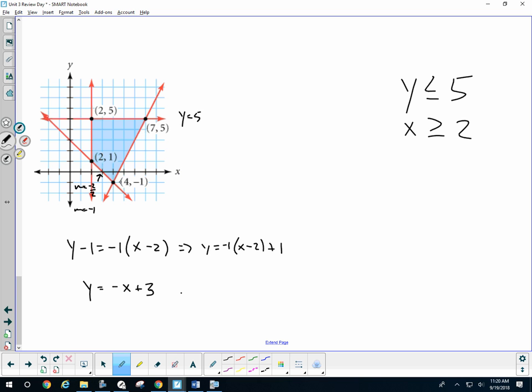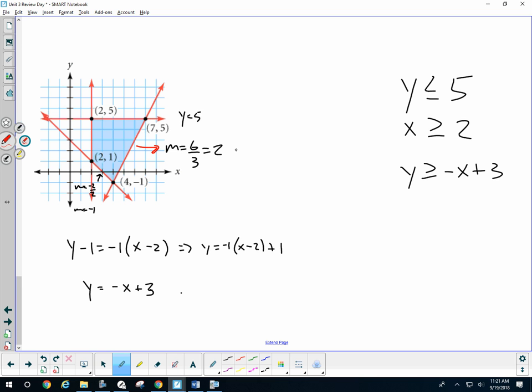I can see for this one that we are shading above. So I'm going to do y is greater than or equal to negative x plus 3. The last one, let's see what my slope is. I'm going up a total of 6. I'm going to the right a total of 3. So that's a slope of 2.